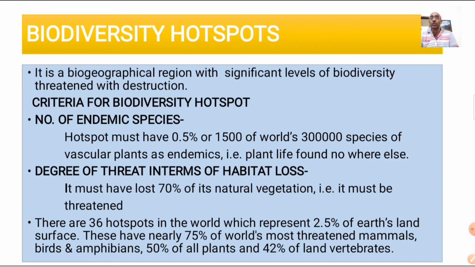Got it? So there are already 36 biodiversity hotspots in the world, which represent around 2.5% of Earth's land surface. Remember it, around 2.5% of Earth's land surface. And even though they contain a very little amount of land surface, they contain around 75% of the world's most threatened mammals, birds and amphibians, and 50% of all plants and 42% of land vertebrates. Even though they represent a very minute amount of area, as far as flora and fauna is concerned, they have a sufficient amount of flora and fauna. Got it?